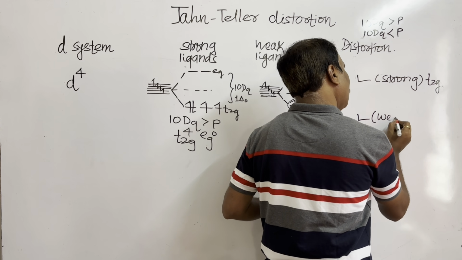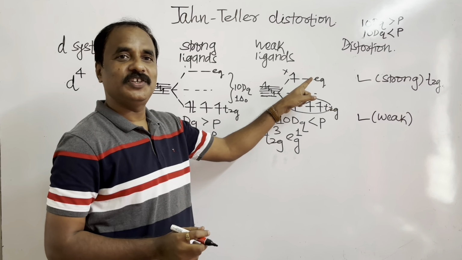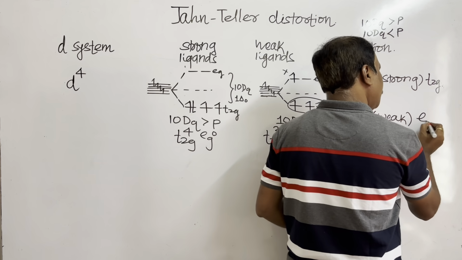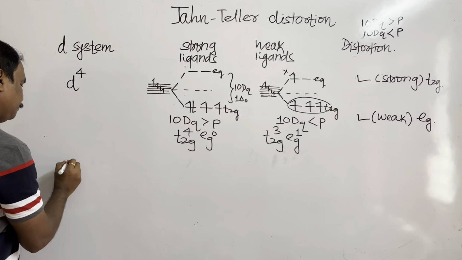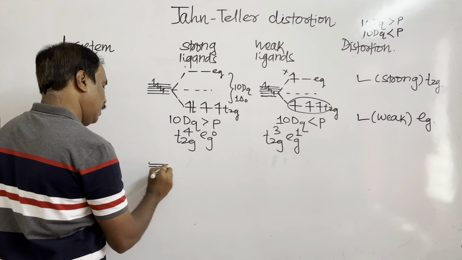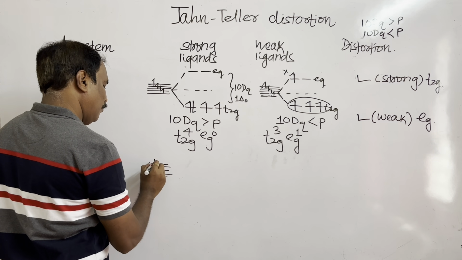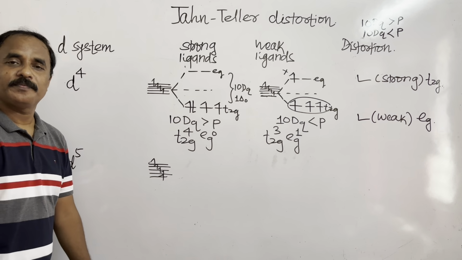When there is attack of weak ligands, there is a distortion. But who is the culprit here? Here it is Eg. So distortion is due to what? Eg. I will take the D5 system. D5. And the total number of atomic orbitals is what? 5, and the total number of electrons is 5.